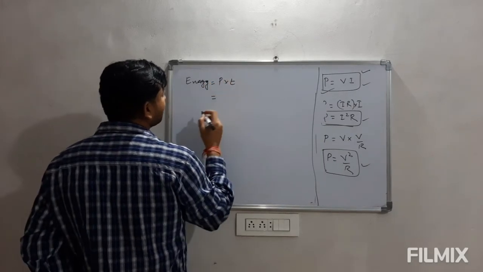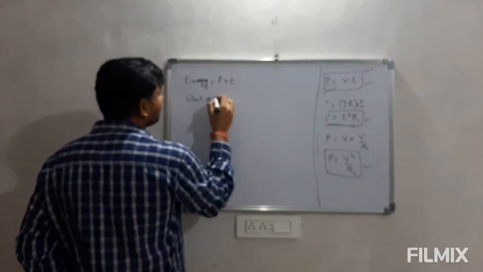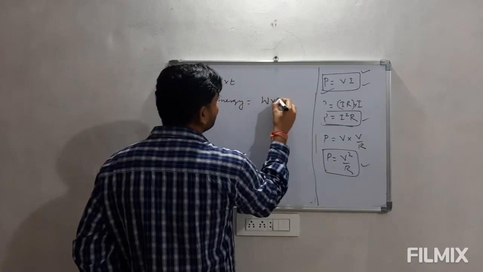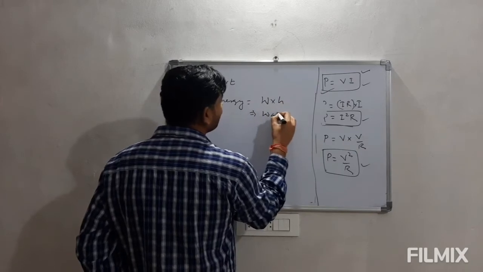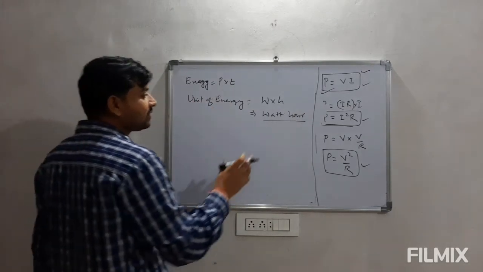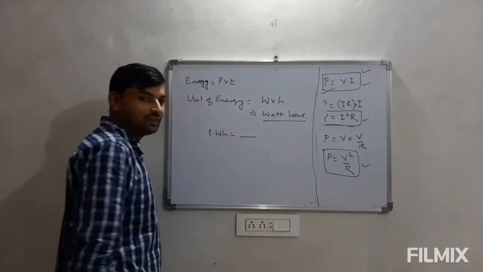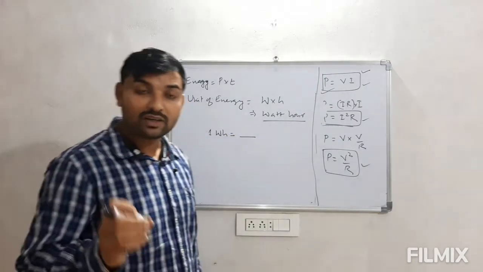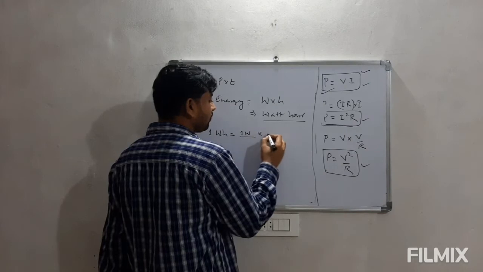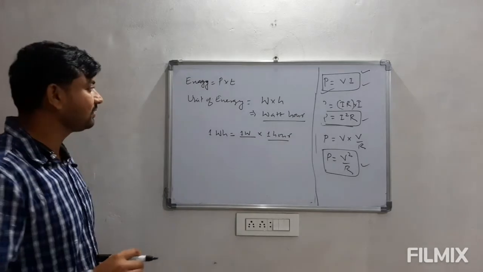So we can write, if we talk about the unit of energy for which we pay, the unit of power is W into R, so that unit is the watt hour. If we talk about 1 watt hour, this is the power dissipation when a 1 watt appliance is operated for 1 hour. So this is how we calculate 1 watt hour.